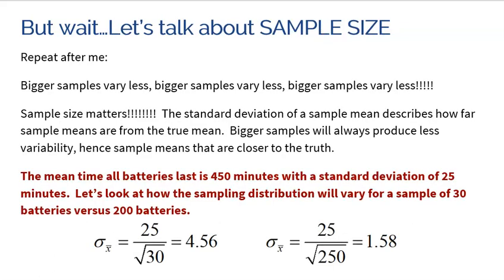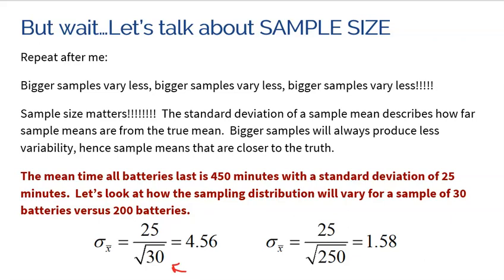All right, now the other thing that I want to mention for maybe the 18th time in the last little bit here is that bigger samples vary less. Bigger samples vary less. Sample size matters, okay? Go back and look at our standard deviation formula. The standard deviation for a sampling distribution involves dividing by the square root of your sample size.